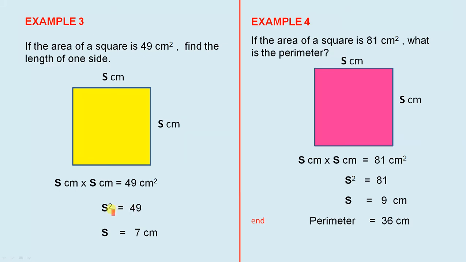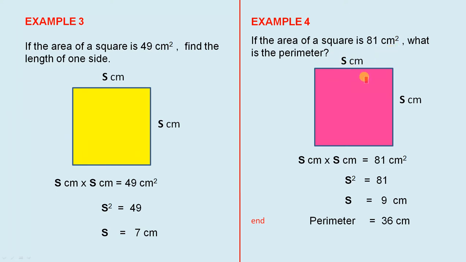So we ask ourselves, what number, when you multiply it by itself, gives us 49? And we know that S equals 7, because 7 sevens are 49. So the side of the square is 7 centimetres. Example 4. This is a little bit similar, except there's one extra step. If the area of a square is 81 square centimetres, what is the perimeter?